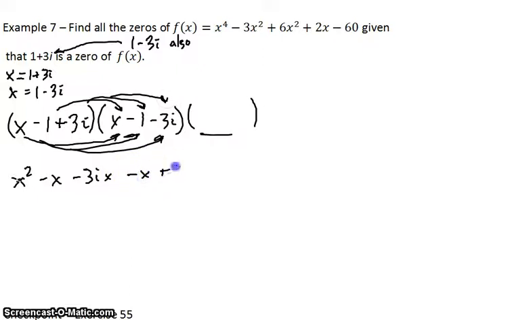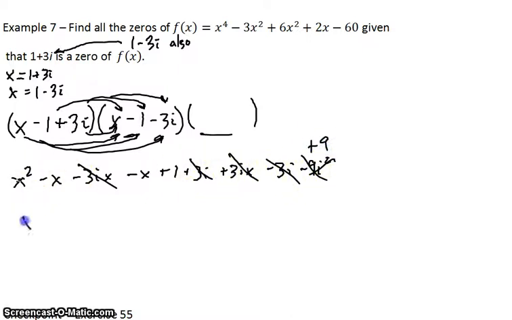Negative x plus 1 plus 3i x, or 3i times x, minus 3i minus 9i squared. So this reduces, since we have a minus 3ix and a positive 3ix and a plus and minus 3i, this reduces to a plus 9 because i squared is -1. My answer right now is x squared minus 2x plus 10.